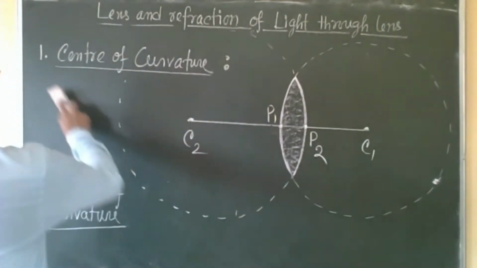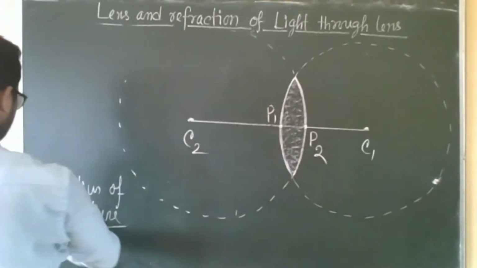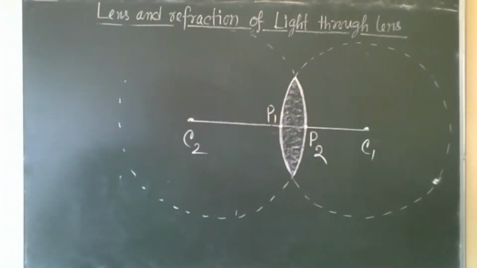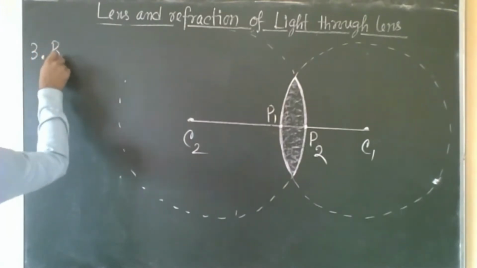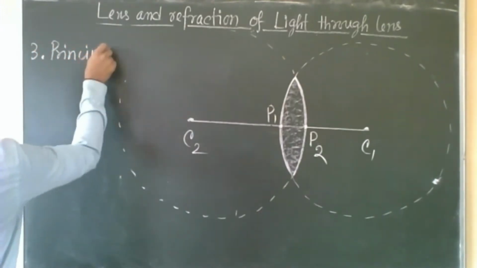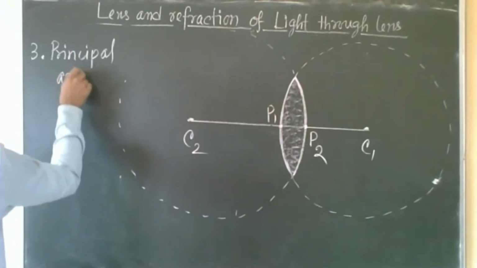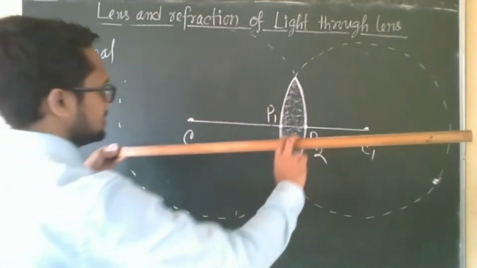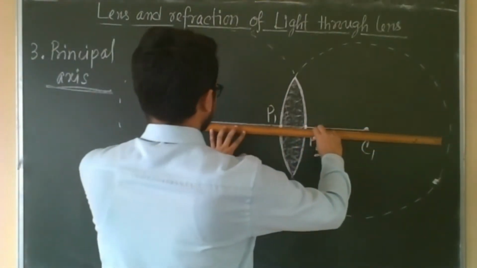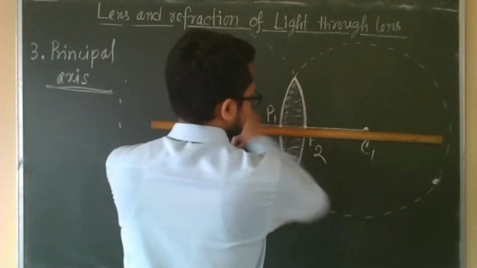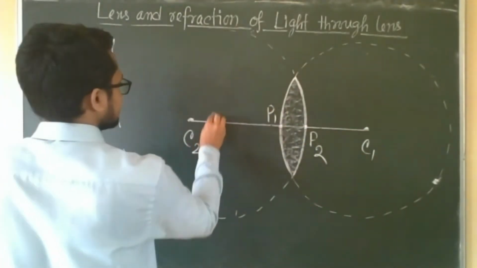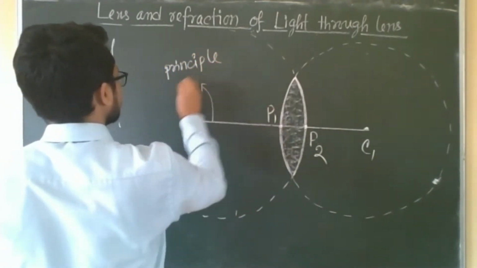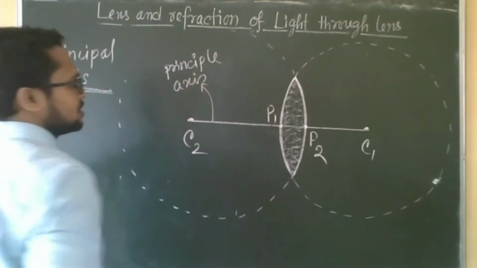Third thing is principal axis. What is principal axis? The line joining the centers of curvature, C1 and C2, is called the principal axis. You can get small conceptual questions.